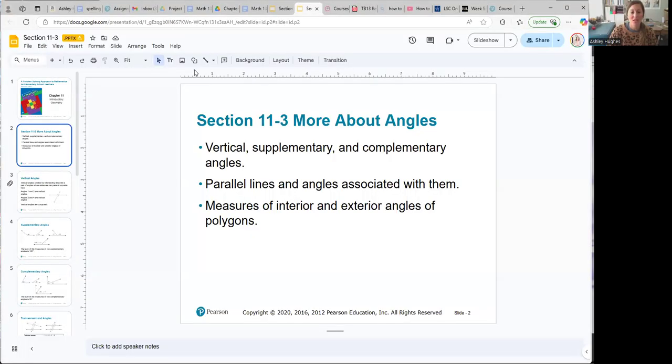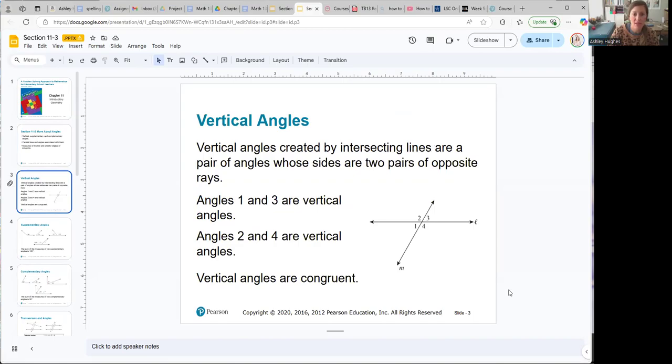Let's jump into more geometry today. So now we are in section 11.3, more about angles. We can classify angles just like we could classify polygons: vertical, supplementary, complementary, parallel lines, and angles associated with them. So let's talk about what vertical angles are.